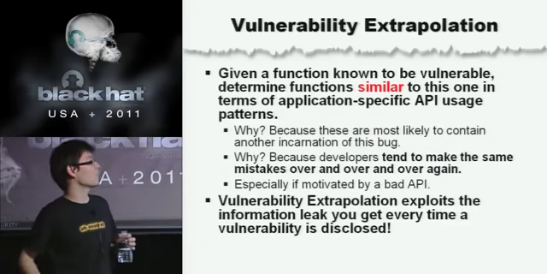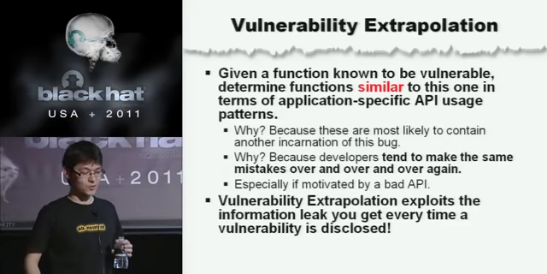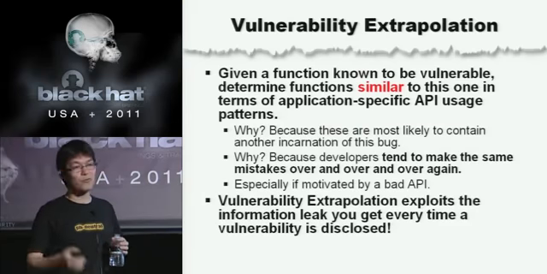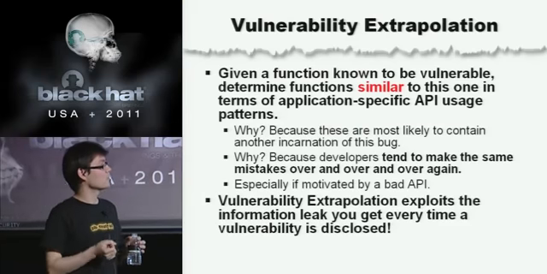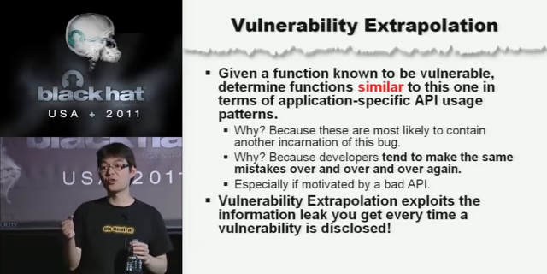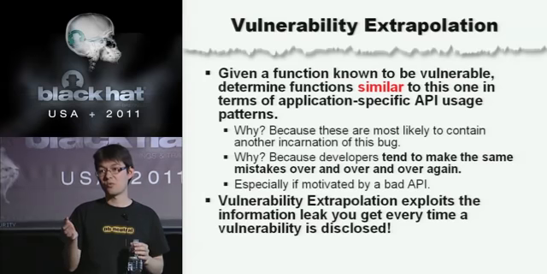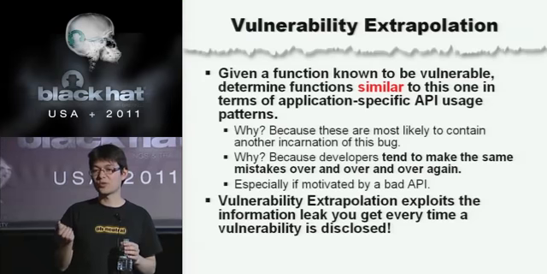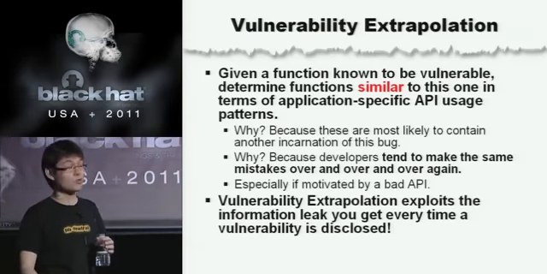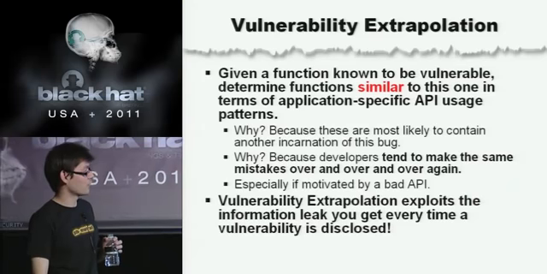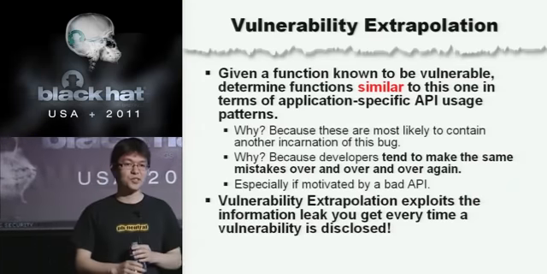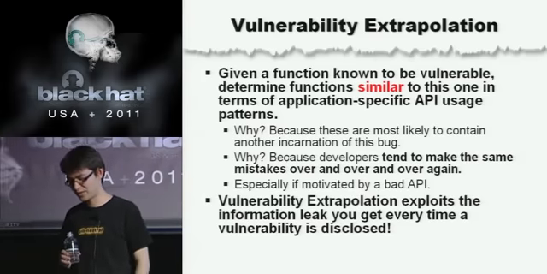And that's the idea of vulnerability extrapolation. Given a function, find a function similar to this function in terms of API usage patterns. Why? Well, because these are the functions which are most likely to contain a similar bug to the one you already know. Okay, so there's an information leak here, and that's pretty interesting to think of it this way.